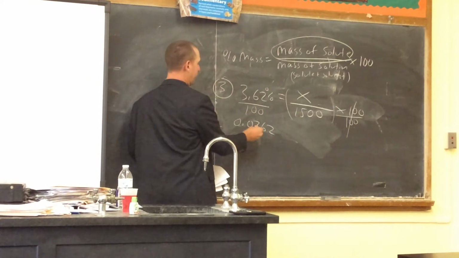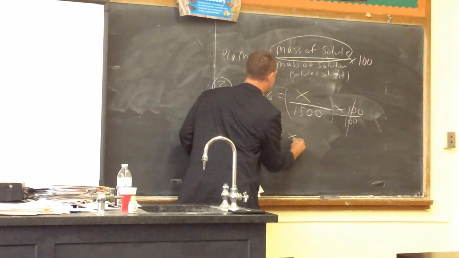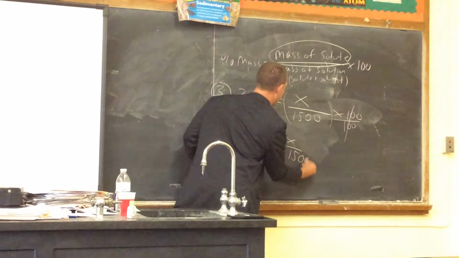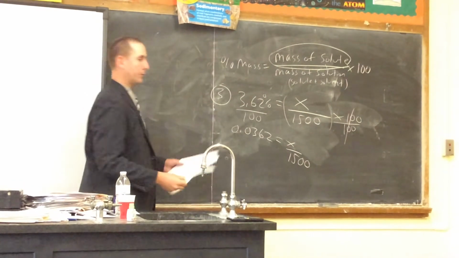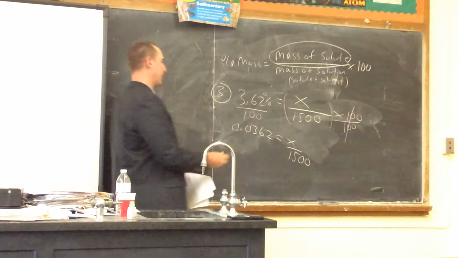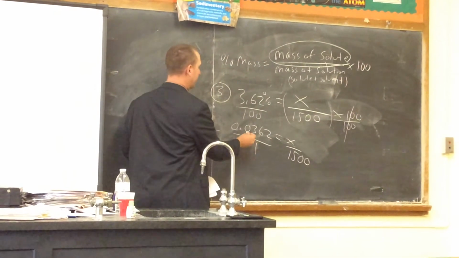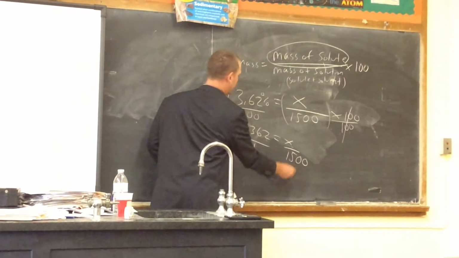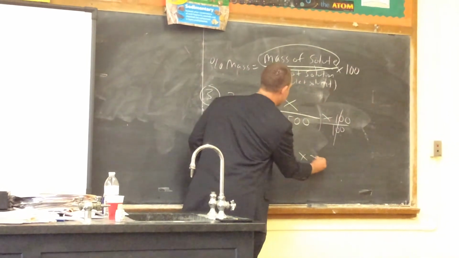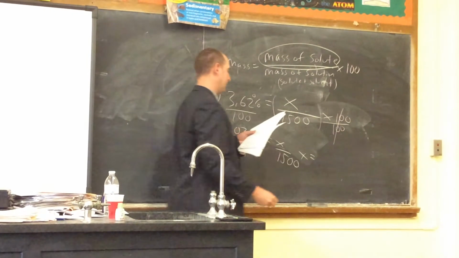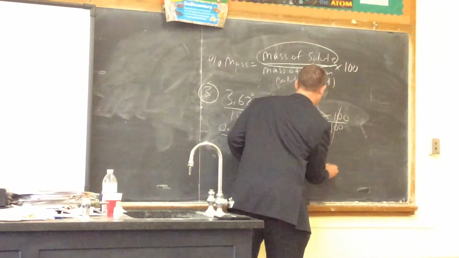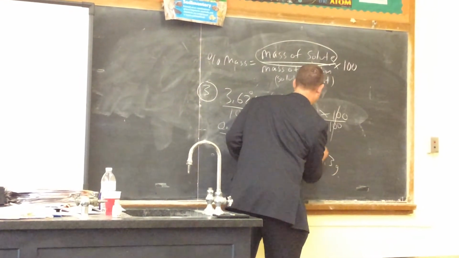So now we have 0.0362 equals x over 1500. So what do I do next? Cross multiply. This is over 1, just cross multiply. 0.0362 times 1500 will give me my answer. And you'll get 54.3 grams for number 3. Okay.